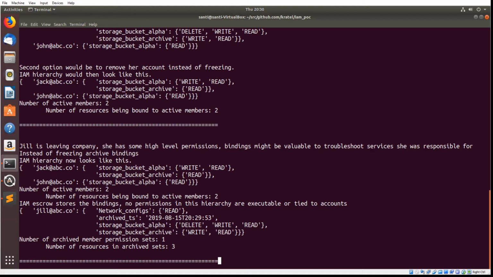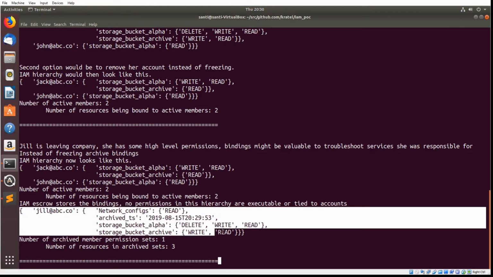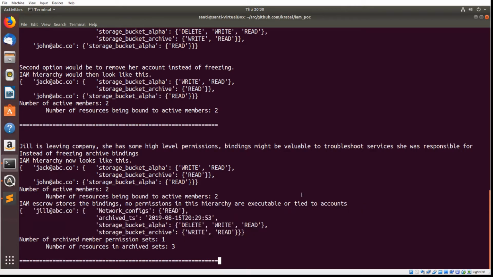So here you can see the IAM escrow in the lower half. What this essentially is, is just another Python dictionary for this case, for the proof of concept. But in practice, this would be a separate structure, and this would just be a history or a snapshot of permissions. And this IAM escrow would store the bindings, and no permissions in this structure are executable, and they're not necessarily tied to actual accounts. It's just a snapshot so you can see what permissions were tied to an account, when it was archived, and we get to separate history from executable permissions this way.